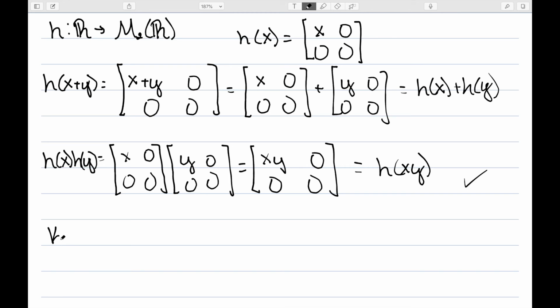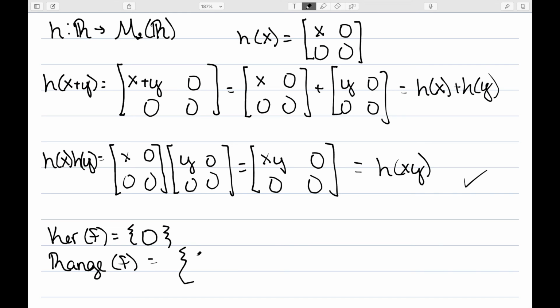Let's consider the kernel. Well, we want all real numbers that would map to the zero matrix, [0, 0; 0, 0]. So that just consists of the element 0. What about the range? Well, the range of h is all of the matrices of this form, [x, 0; 0, 0], such that x is a real number. I can make the first entry in this matrix whatever I want, but the others will always be 0.